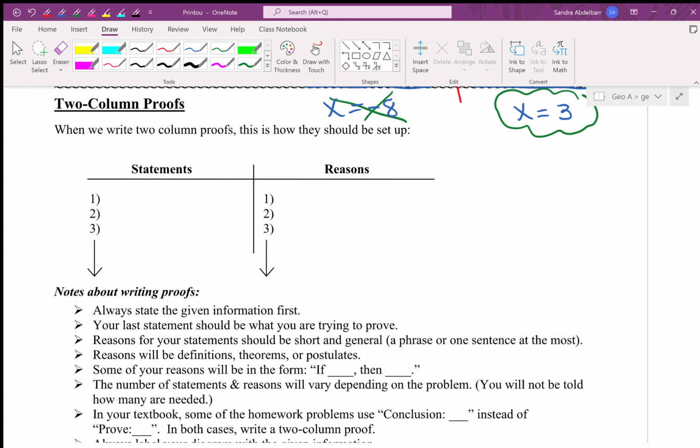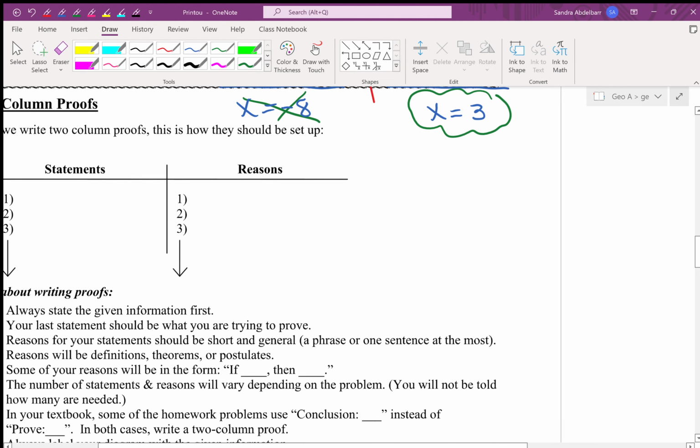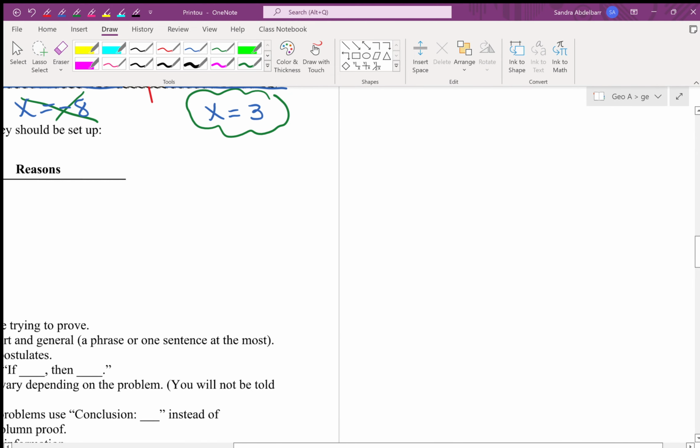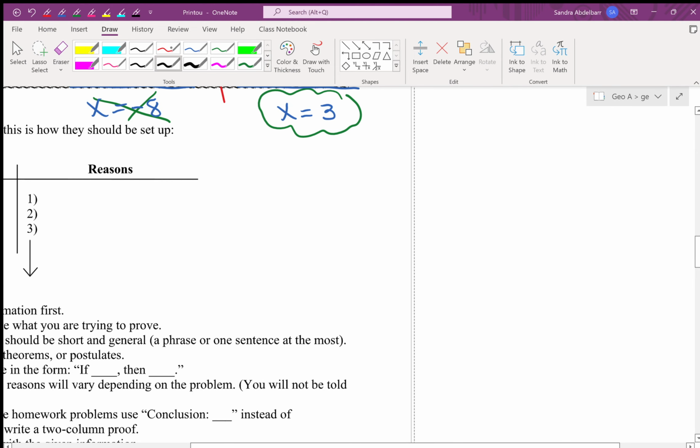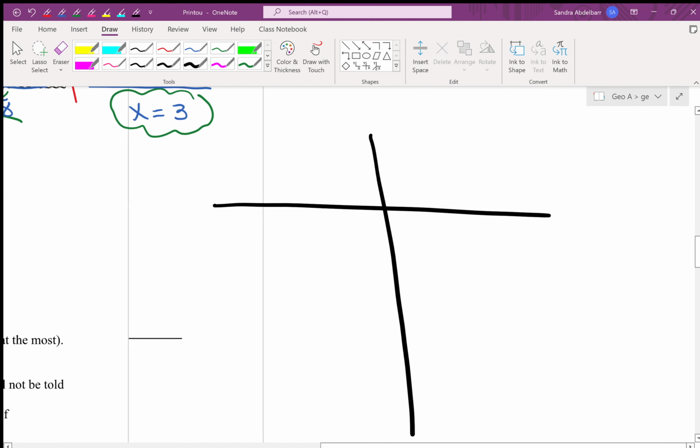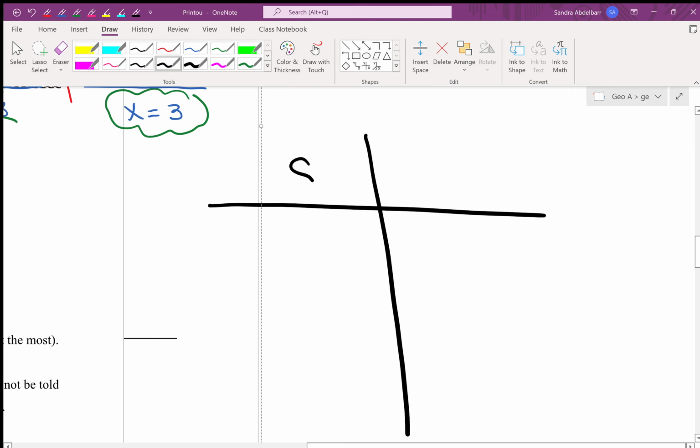And two-column proofs are literally two columns. One column is labeled statements. The other column is labeled reasons. Now, every single statement has to have a corresponding reason to justify it. So let me show you some things I want and what I don't want. So I will allow us to write S and R instead of statements and reasons, we could shortcut it to S and R.